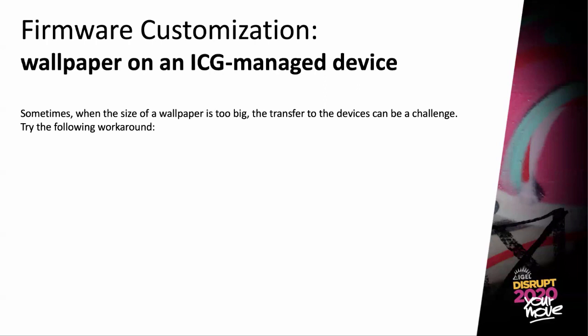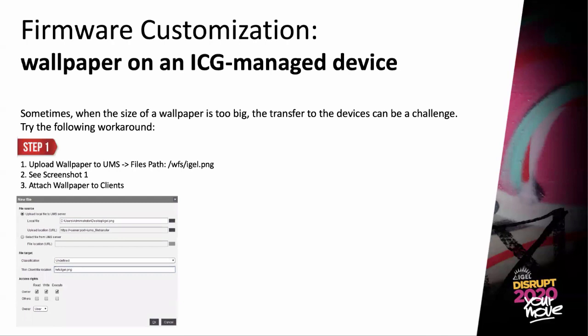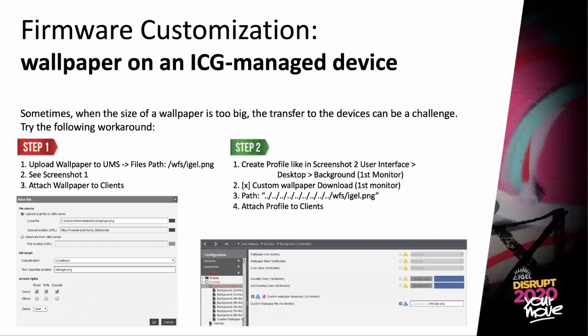And perhaps you see that if the wallpaper picture itself is too big, the transfer to the devices can be a challenge, because ICG itself is not made for big data. This is why you cannot use it, at the moment at least, for upgrading devices. So we have a workaround here. Step one is that you, of course, upload the picture to the UMS, like you did before. Attach the wallpaper to the clients, and then create a profile. And you see it here in step 3.